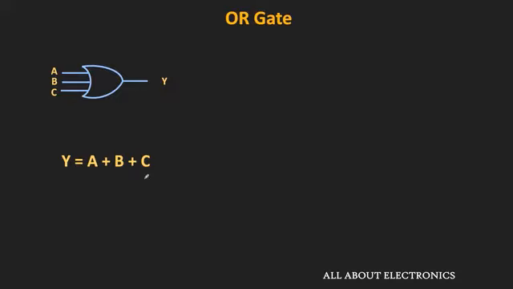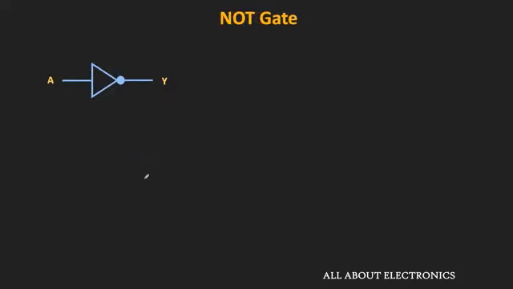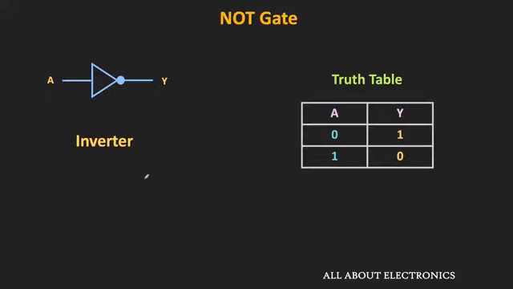Similarly, the next gate is the NOT gate, which is also known as the inverter gate, because in this gate, the output is the complement of the input signal. So if the input is high, then the output will be equal to low. And likewise, if the input is low, then the output will be equal to high. So this is the truth table of the NOT gate. Basically, this gate inverts the logic 0 to the logic 1 and the logic 1 to the logic 0. And it is very useful in implementing different Boolean functions.